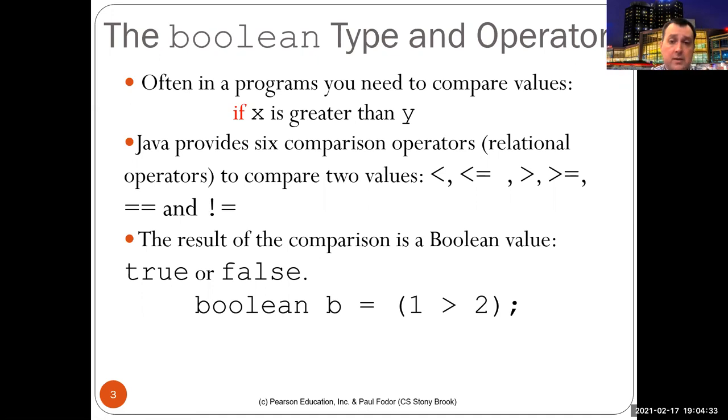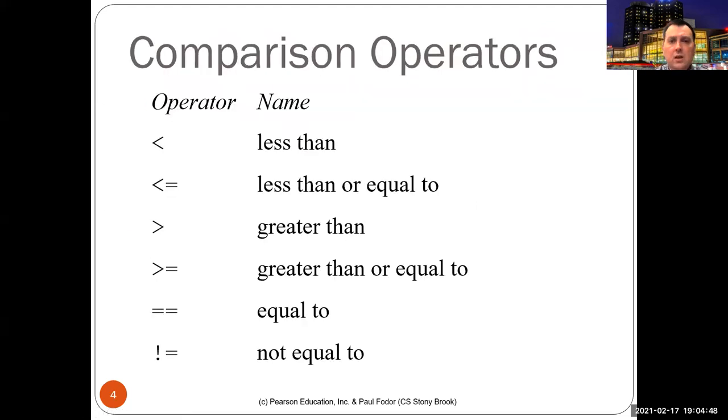The result of the comparison is a Boolean value, so you can assign it to a Boolean variable. It's true or false. So you can write in Java boolean b = 1 > 2, which is false, so b will actually hold the value false. These are the comparison operators: less than or equal, greater than or equal, equal with the two equal signs, and not equal.